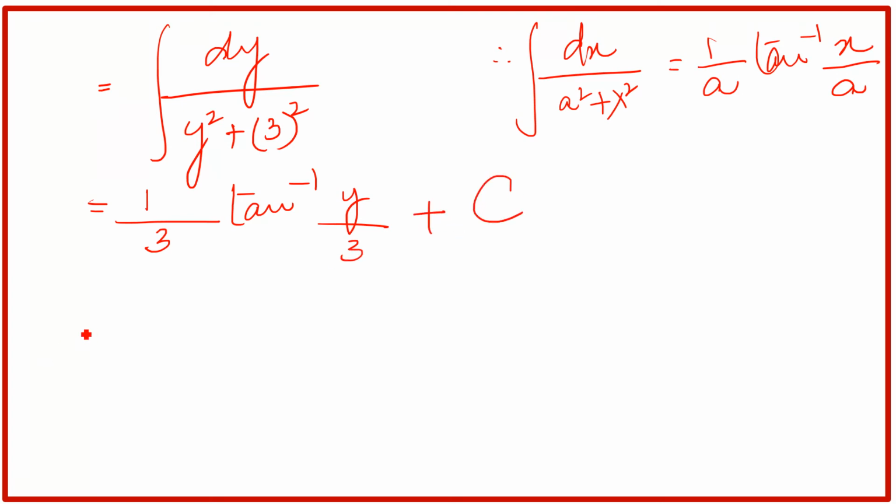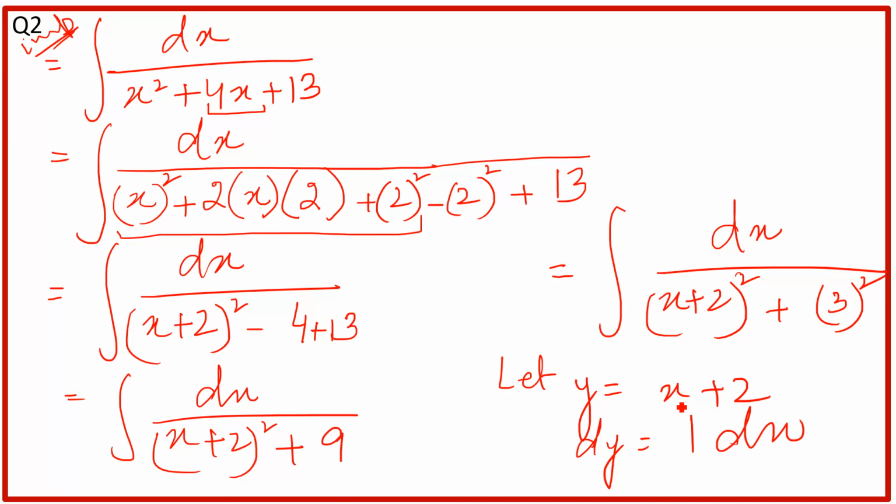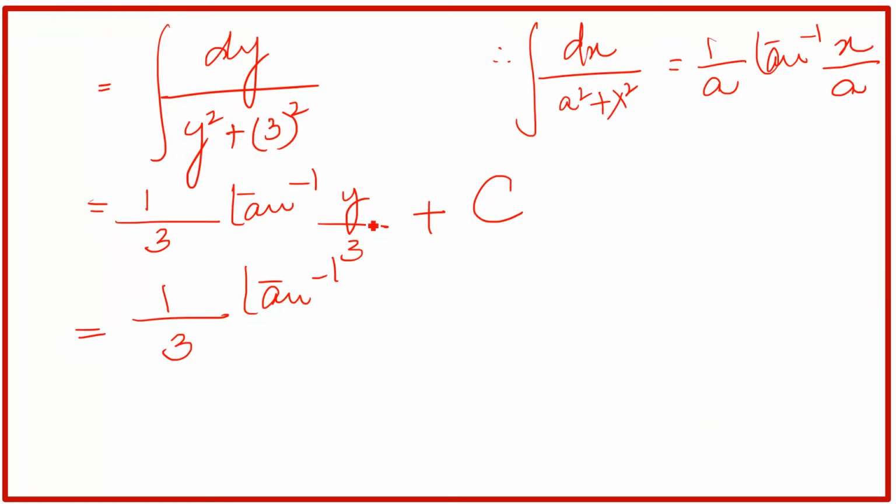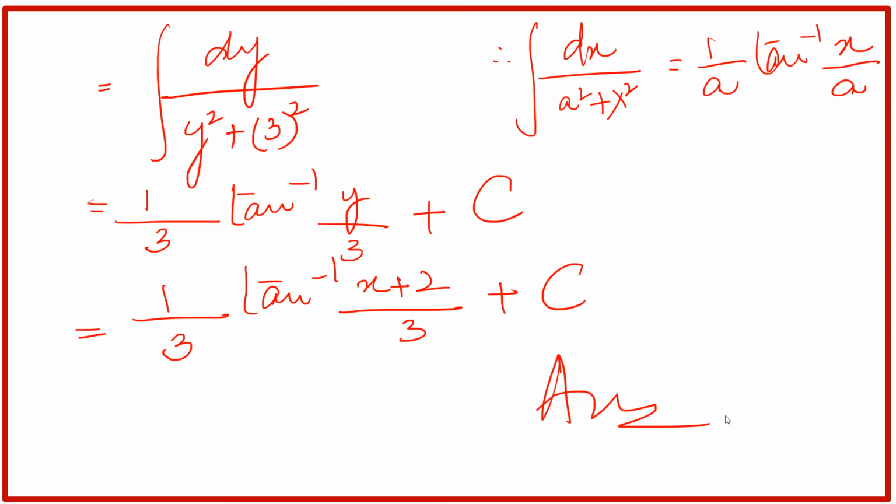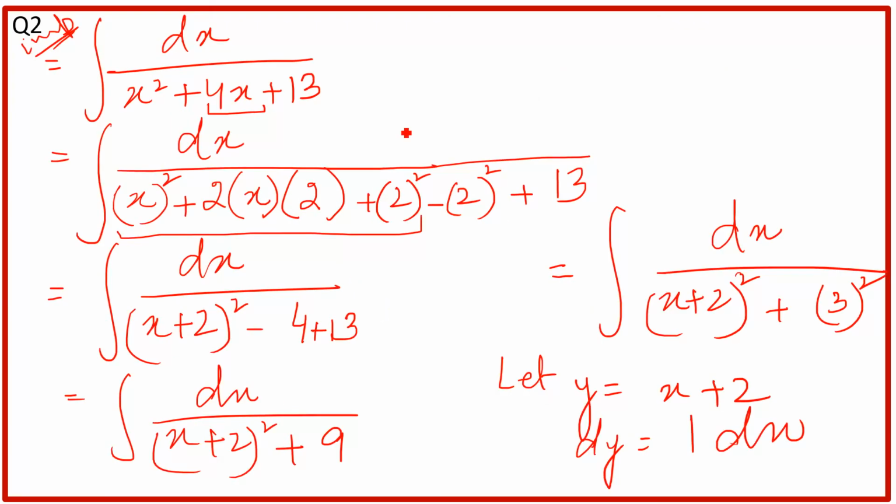But we will not complete our question here, because we have to put the value of y, and we have supposed y is equal to x plus 2. So instead of y, we can write x plus 2 divided by 3 plus c. This is the answer. So see, the question is very simple.